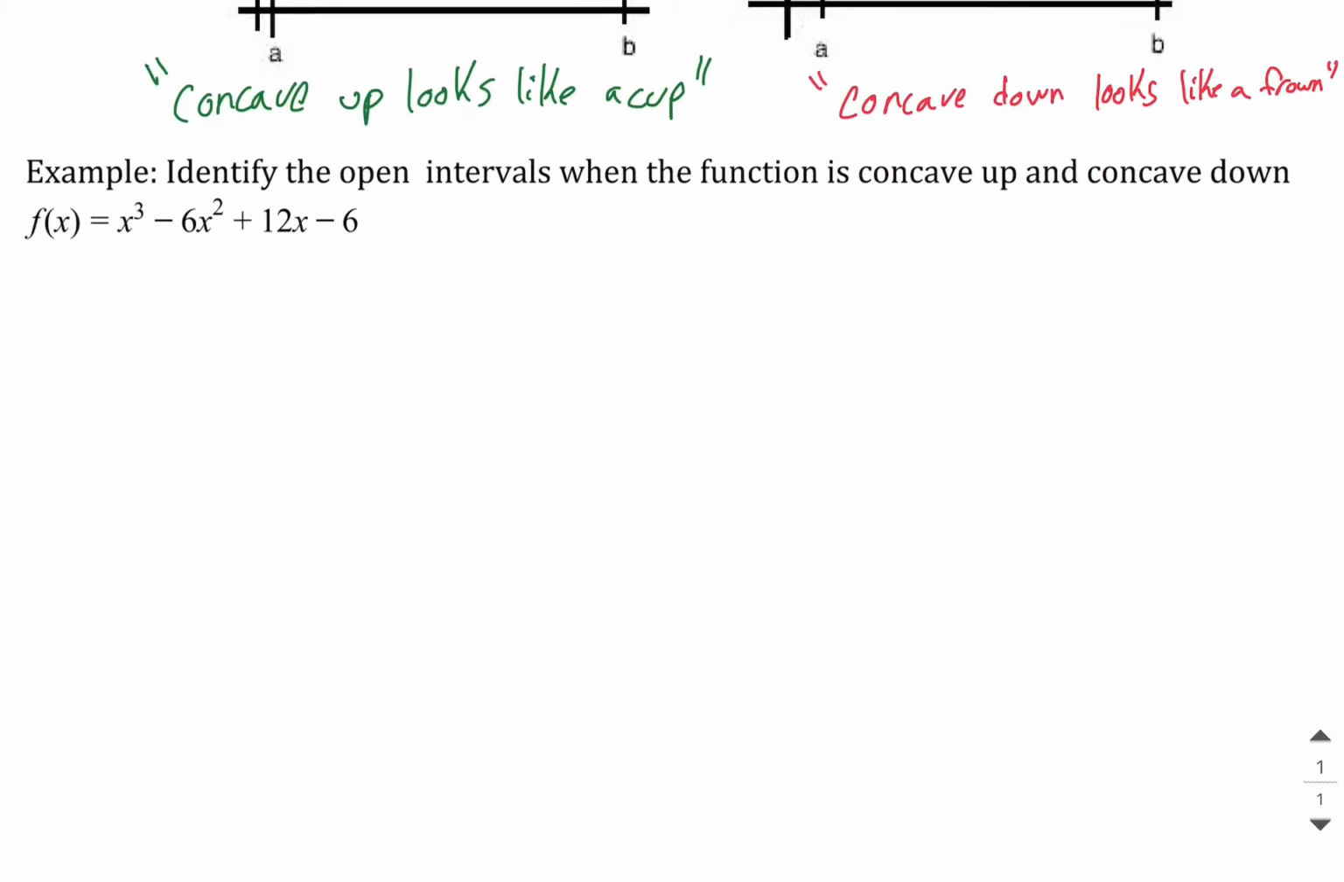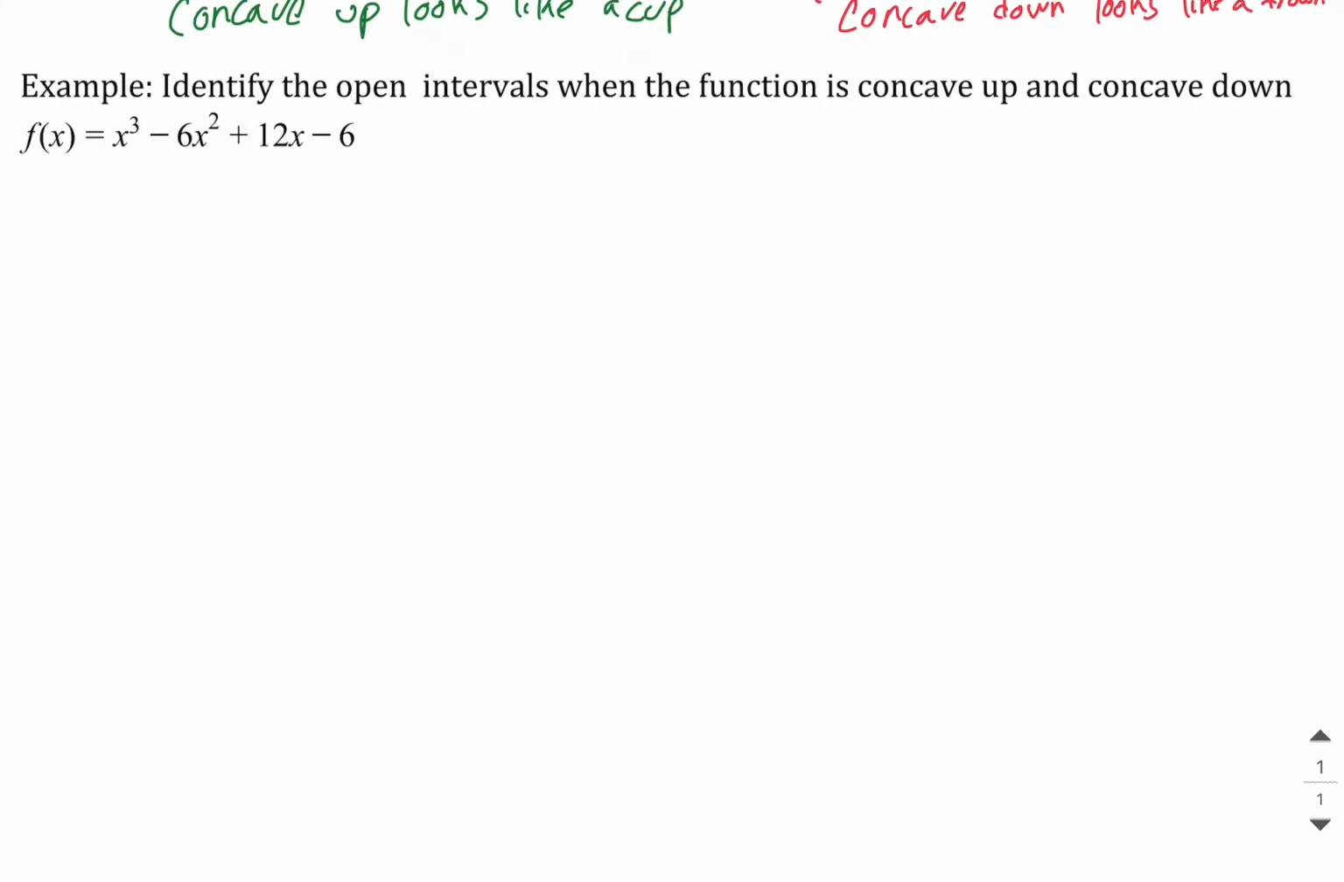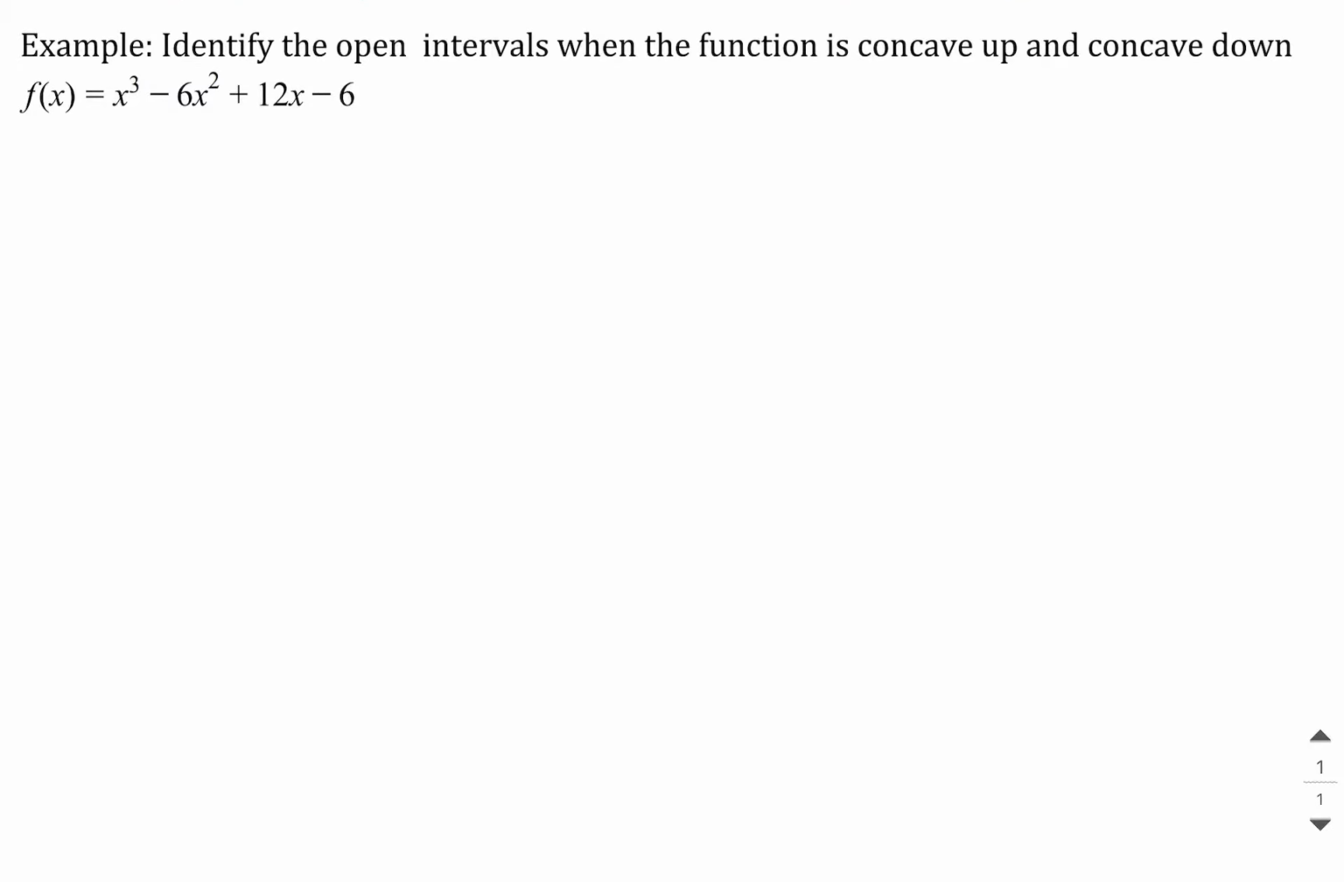Let's take a look at how we identify concavity. And really, when we identify concavity, we need to be looking at the second derivative. So the key for us is the double derivative. So we have this function here, f of x is equal to x cubed minus 6x squared plus 12x minus 6. The first thing we're going to do is find the derivative. So we've got to find f prime of x, which is 3x squared minus 12x plus 12. Then after that, we need our second derivative.